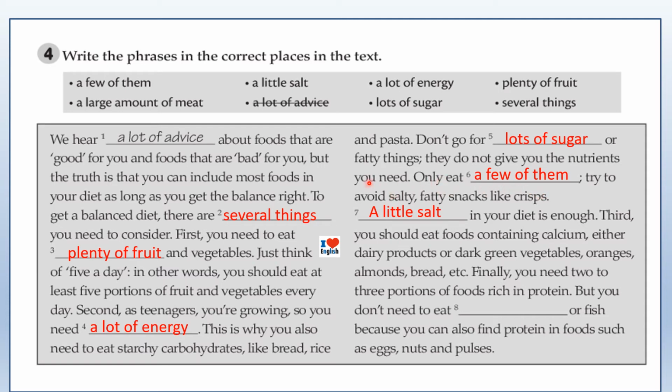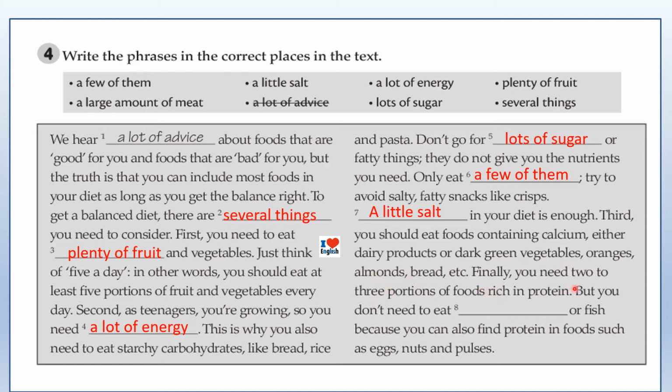And here in the text they don't advise you never eat these foods. No, only eat a few of them, but try to avoid the salty or fatty snacks like crisps. Only a little salt in your diet is enough. Now, third, you should eat foods containing calcium. Of course, we need calcium for the health of our bones and teeth. Either dairy products or dark green vegetables, oranges, almonds, bread. These are all examples to get calcium.